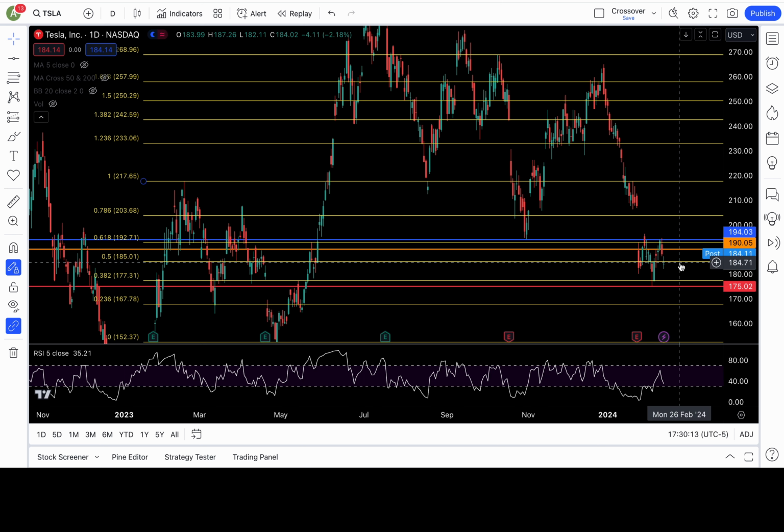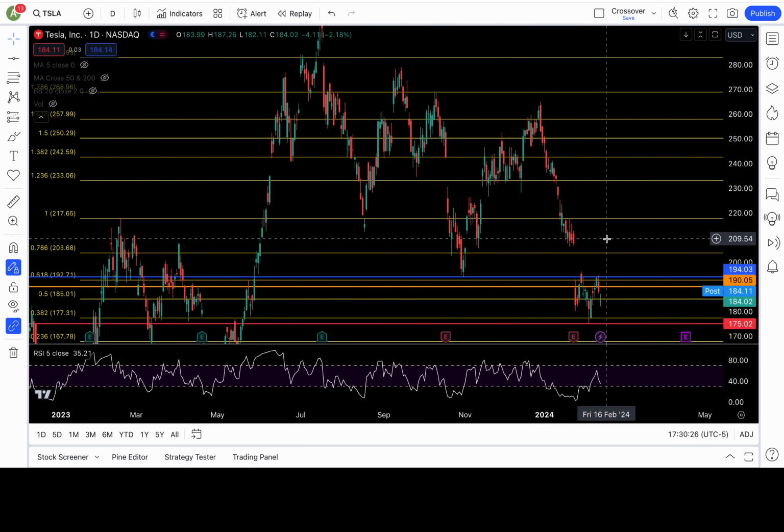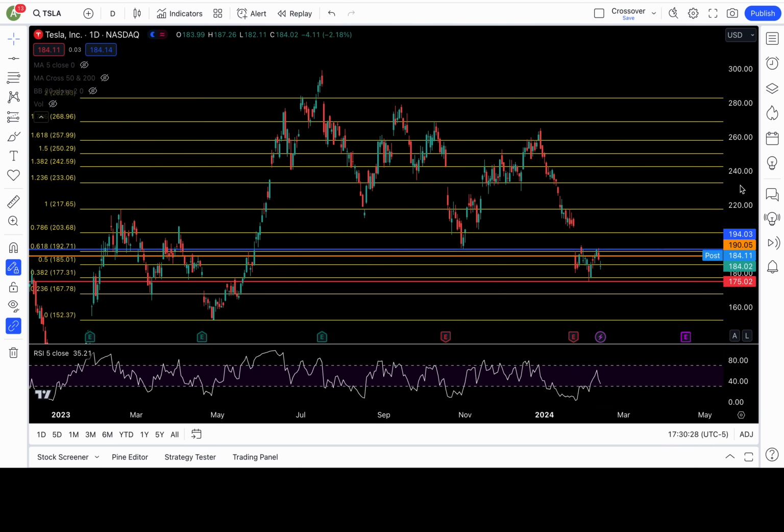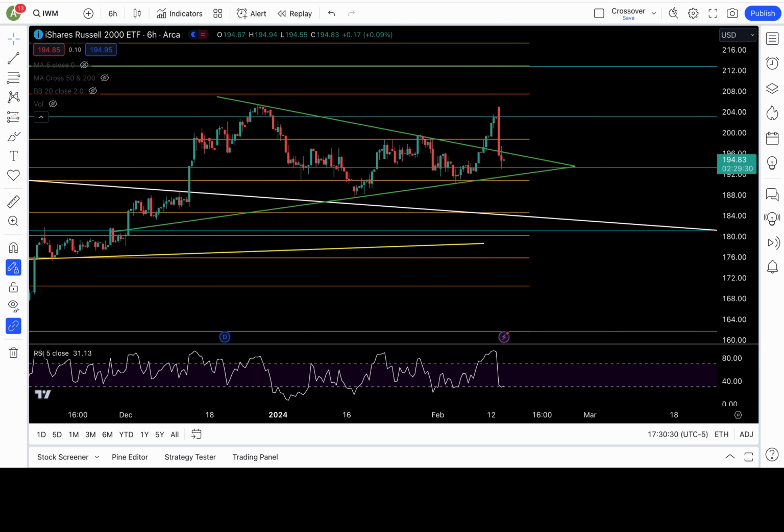possibly clear. Now, if we break down 182, 180, ooh, I don't know about the inverse head and shoulders, but 177.3 and 175 would be targets. Below 175, we could head down to a new low and resume the downtrend that we had since July. IWM looked like a false breakout setup.